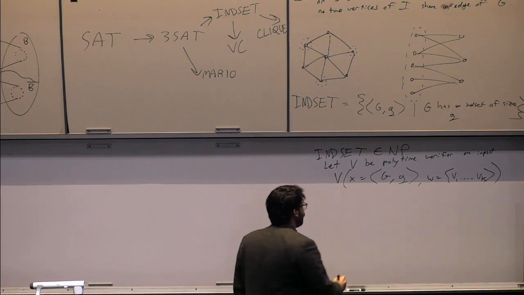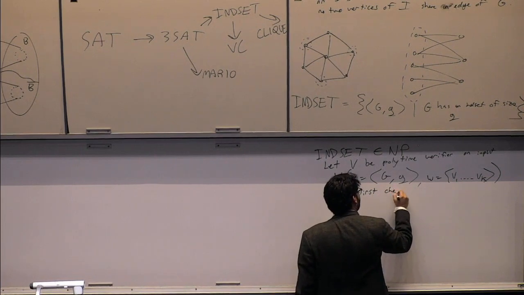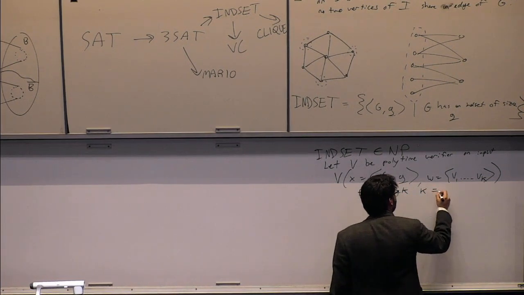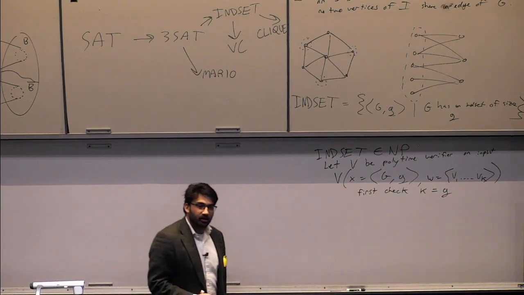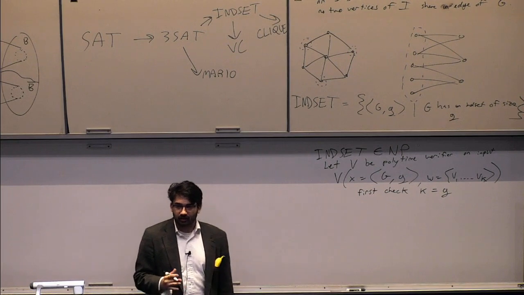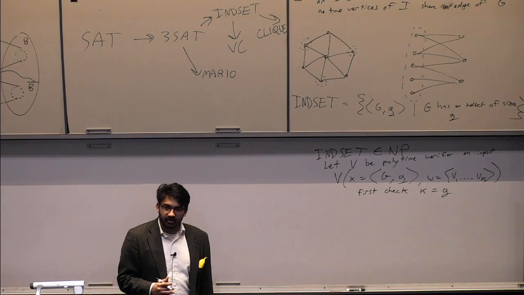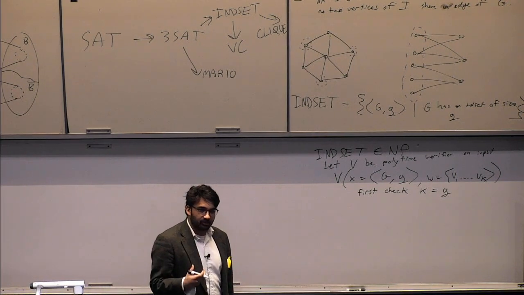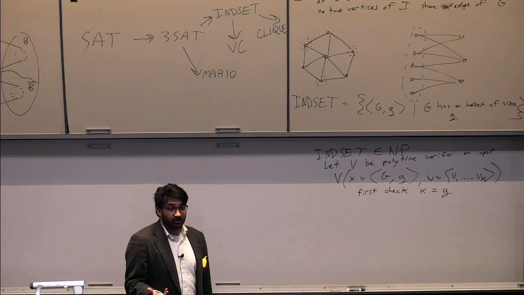V is going to, first, check that the number of vertices in the witness is equal to g. There are usually lots of little edge cases you have to obsess over. First off, the answer has to be the size that we're trying to solve for. We're trying to determine if there is an independent set of size g. The witness has to be g vertices, right?